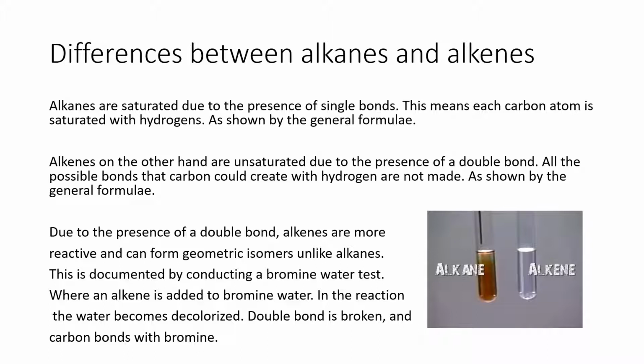Now, the great thing about the double bond is not only can it create isomers, but also it's very reactive. So when conducting the bromine water test, the alkene is added to bromine water, which is generally brown. In the reaction, the bromine water becomes decolorized because the carbon double bond is broken and reacts with the bromine.